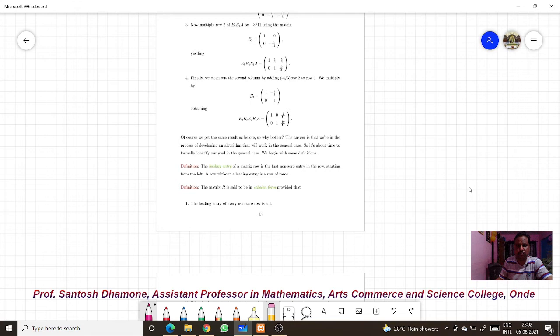Of course we get the same result as before, so why bother? The answer is that we are in the process of developing an algorithm that will work in the general case. Here our aim is to develop one algorithm which is used in solving problems. So it is about time to formally identify our goal. This is the simple case. Our aim is to generalize to an m by n matrix or n by n matrix.